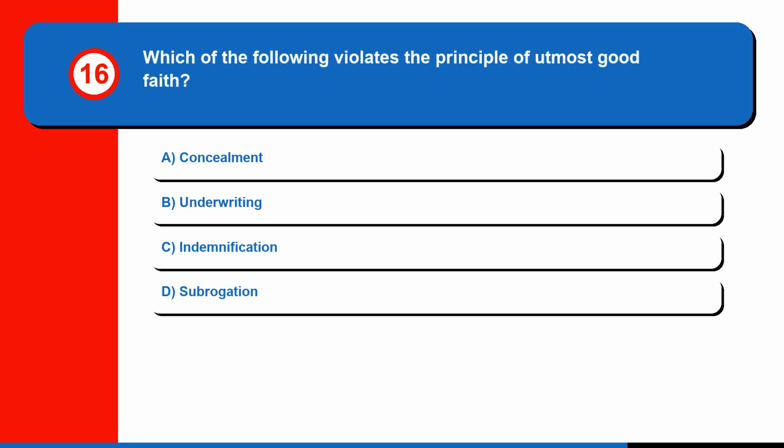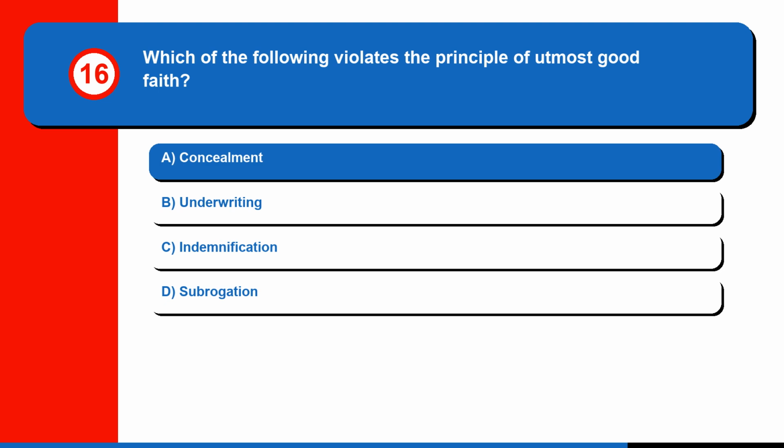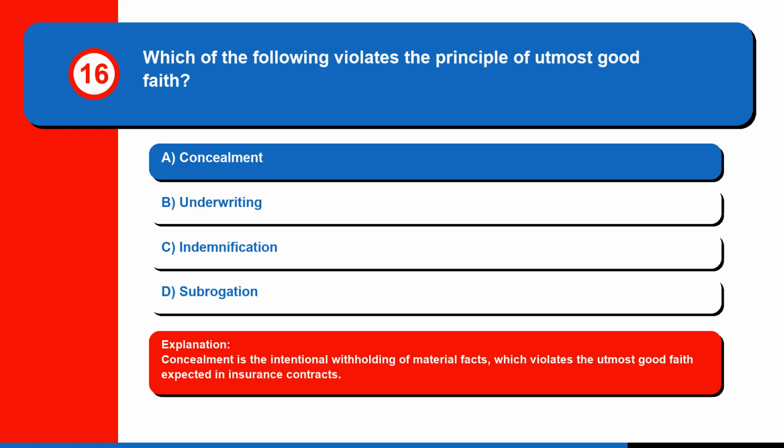Question 16. Which of the following violates the principle of utmost good faith? A. Concealment. B. Underwriting. C. Indemnification. Or D. Subrogation. The correct answer is A. Concealment. Concealment is the intentional withholding of material facts, which violates the utmost good faith expected in insurance contracts.